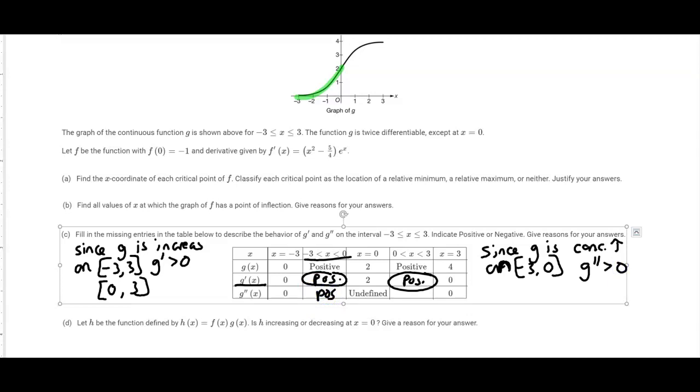Now, how would you describe the concavity of G on this interval? Well, that looks concave down to me. So we would say that G is concave down on the interval from 0 to 3. Therefore, G double prime would have to be negative on that interval. And that's it.